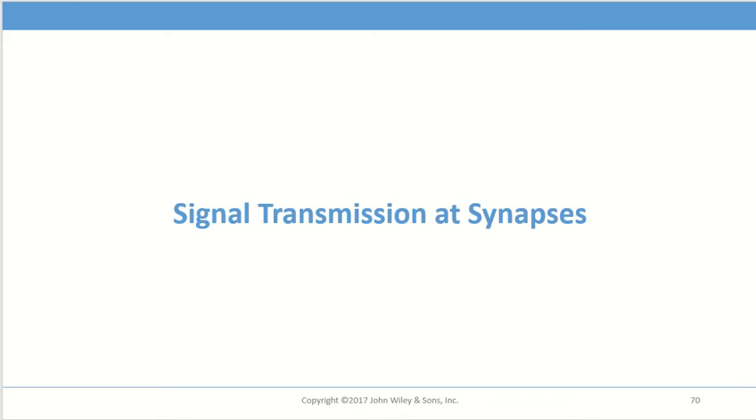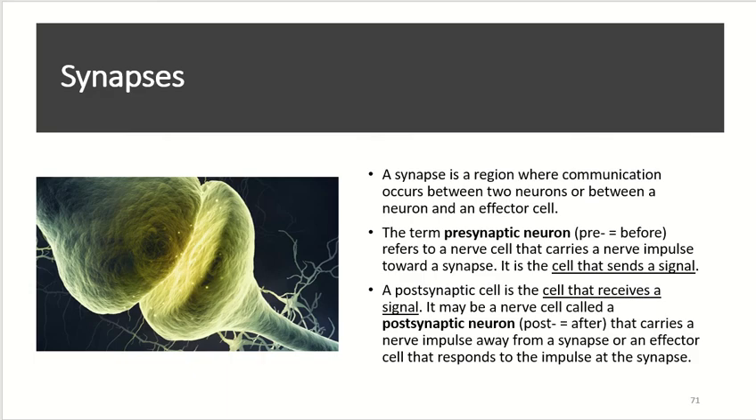So, welcome to part 3 of the chapter 12 lecture on the nervous system. This is the last part, so we're almost done. We're going to start today by talking about signal transmission at synapses between nerves.